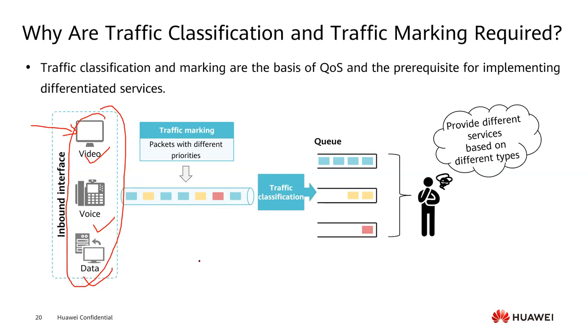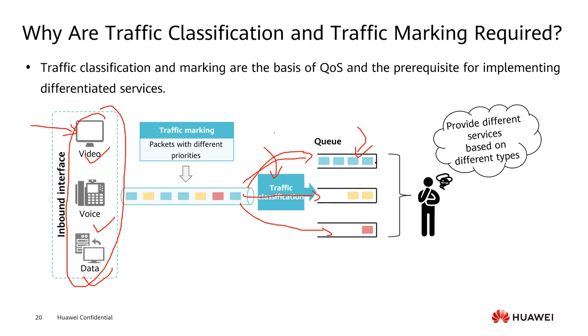Most of the time it does not. It cannot understand whether a packet is a video packet or a voice packet. It will be difficult. Some devices can, but most devices cannot. So we must have some way to classify them. This is why we need user classification. And after we classify the traffic, as we said, we need to mark the packet.